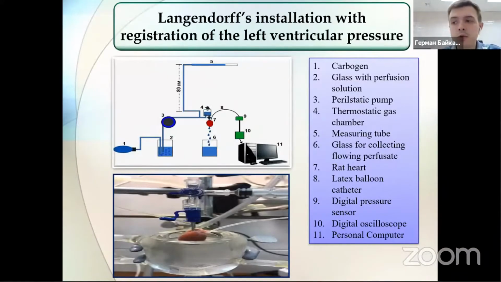In experimental groups, after 20 minutes of perfusion, against the background of stable cardiac work, the calculated dose of immobilized subtilisin is injected into the glass with the perfusion solution. The glass with the perfusion solution, you can see, is number 2.